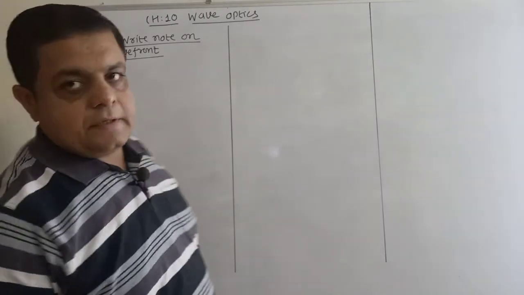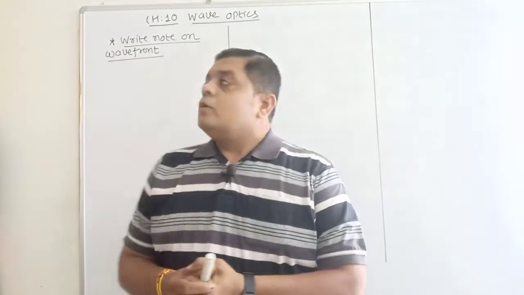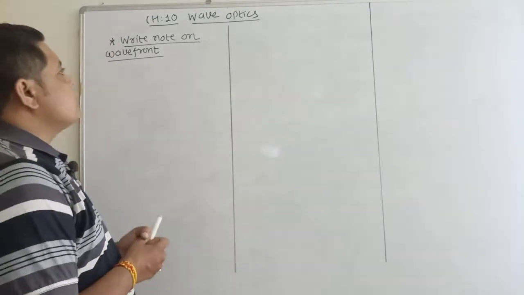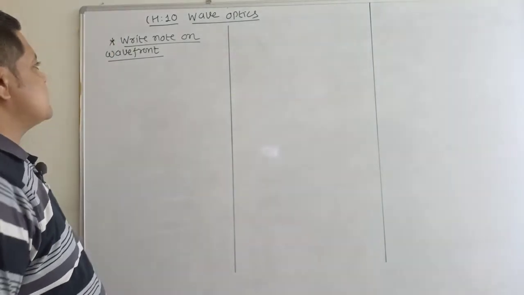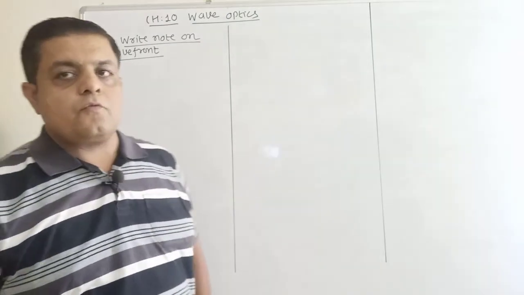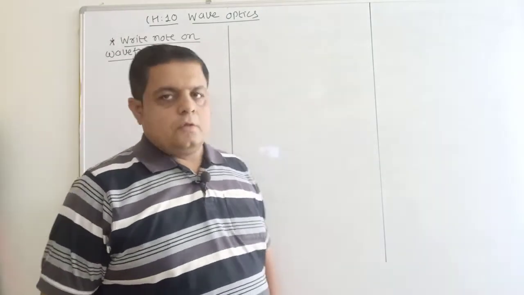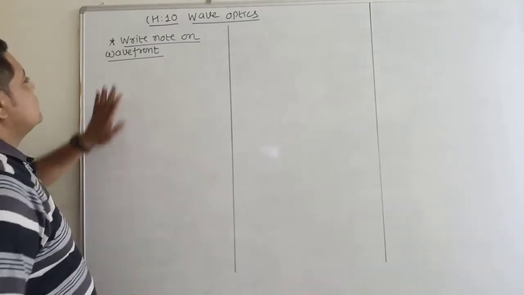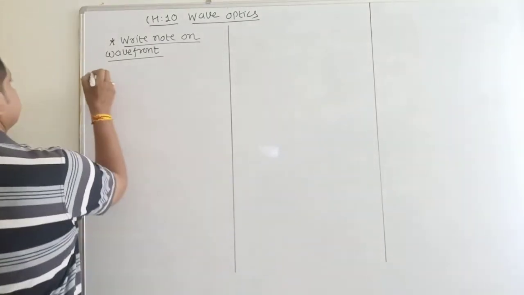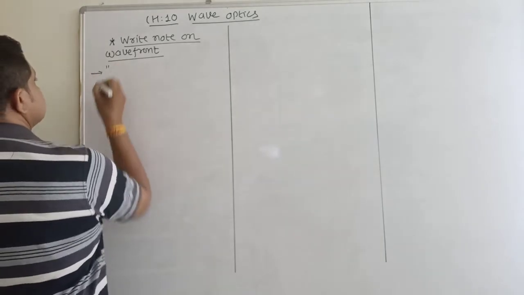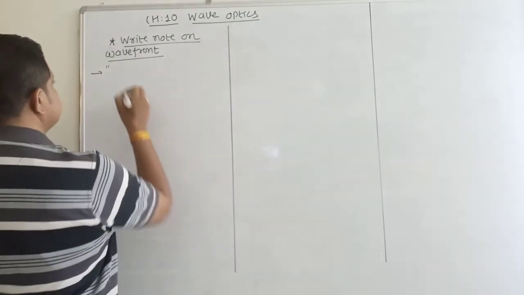Hello students, let's discuss the new chapter, wave optics. We have already discussed ray optics. Now in this chapter we have to discuss the wave nature of light. The first question is: write a note on wavefront. So what is a wavefront? The definition.